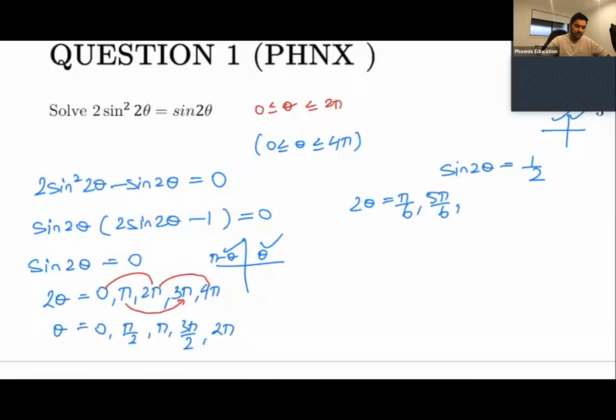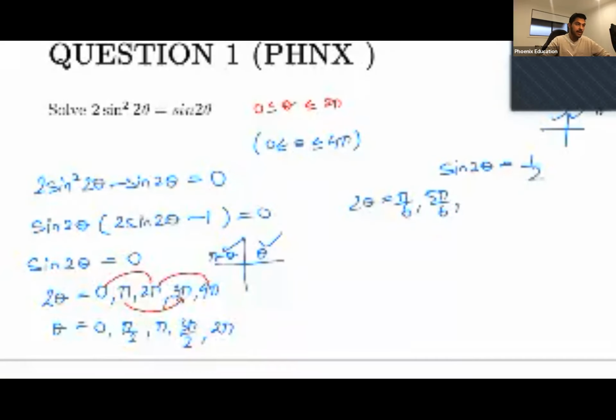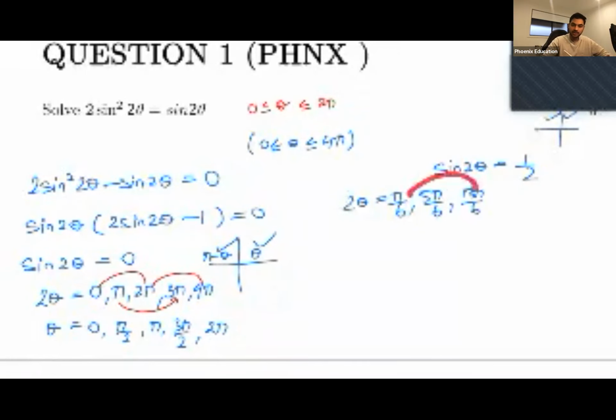Okay, so these are my 2 base solutions, but what I can do is add 2 pi, so 2 pi on 6, and that will give me 13 pi on 6. This is the next solution in the cycle. And I'll also add 2 pi to 5 pi on 6. That'll give me 17 pi on 6. Now I could add 2 pi again, just to check, so I get 25 pi on 6, but this is more than 4 pi. So this is outside my extended domain, so I won't add 2 pi anymore.